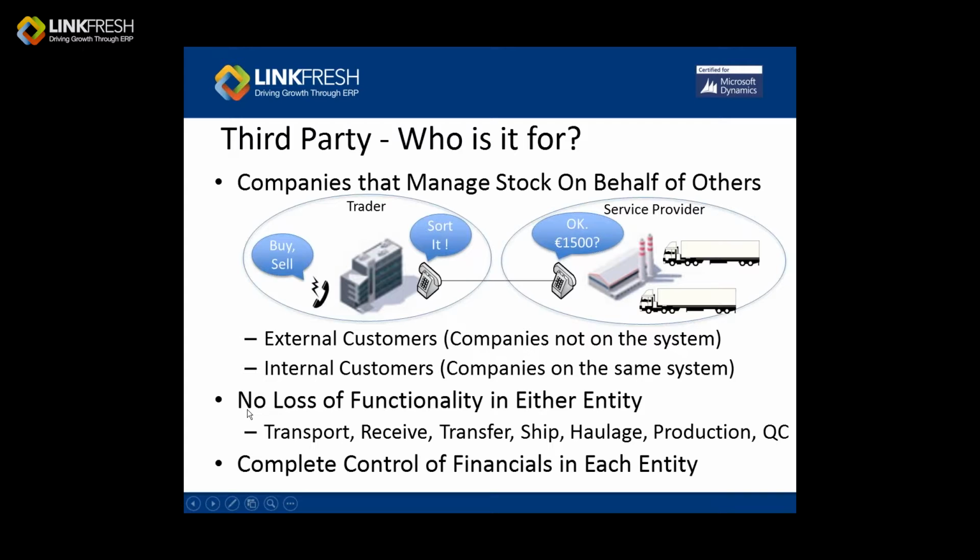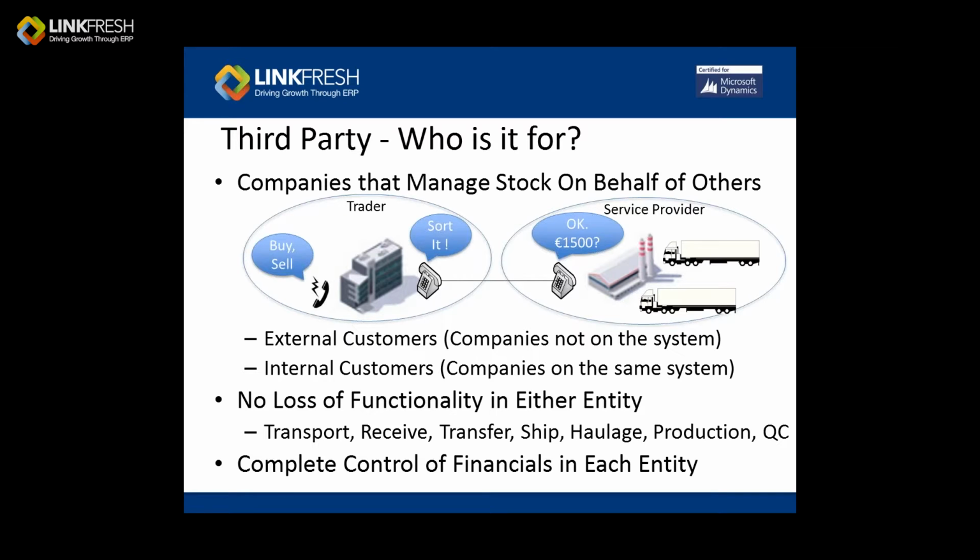One of the key things to note of this compared to any other solutions on the market is there's no loss of functionality in either entity. So in this case, as a service provider, I still want to use haulage. I still want to use the same mobile devices I would normally use. I don't want people to have to log in and log out of different systems. Essentially, I want to be able to handle the third-party produce in exactly the same way that I would handle any other of my own produce, and that is completely capable within the third-party functionality and the trader service provider functionality that we have. So we think that's pretty unique.